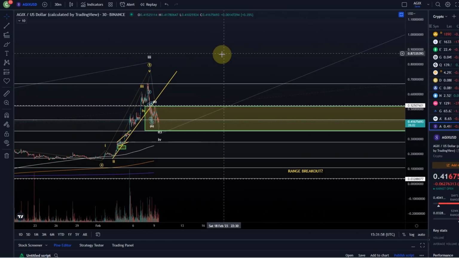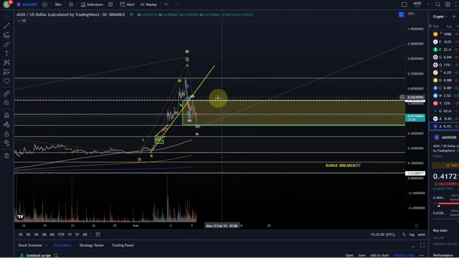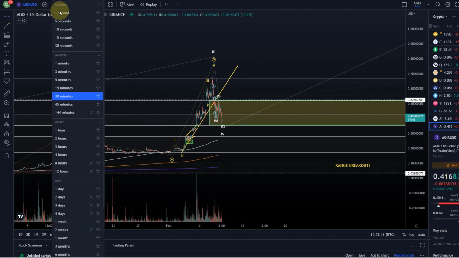at 35.4. If we drop below that level, then I have to see this not anymore as a wave 4. I can't see it as a wave 4 anymore. It would then have to be a wave 2, which can come down lower, right?